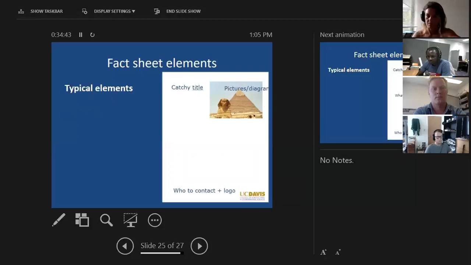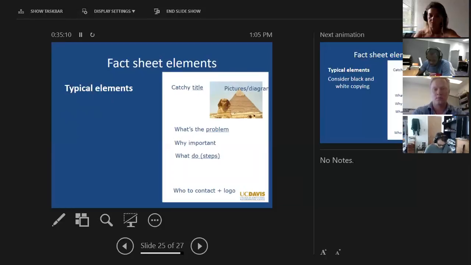Then the next thing you want is, down the bottom will be who to contact and the logo. You want to spell out what's the problem. Then you're wanting to say, why is it important? And this is just 1 or 2 sentences. The what's the problem and the why it's important, that's responding to the audience and what they need and what they're interested in. Okay? And then the final bit of it is just the, what do you do? What are the steps?